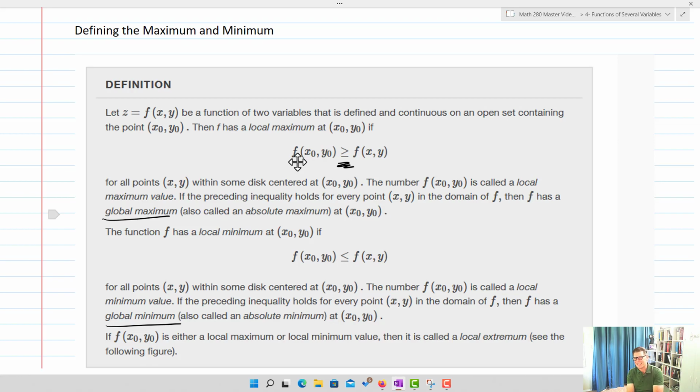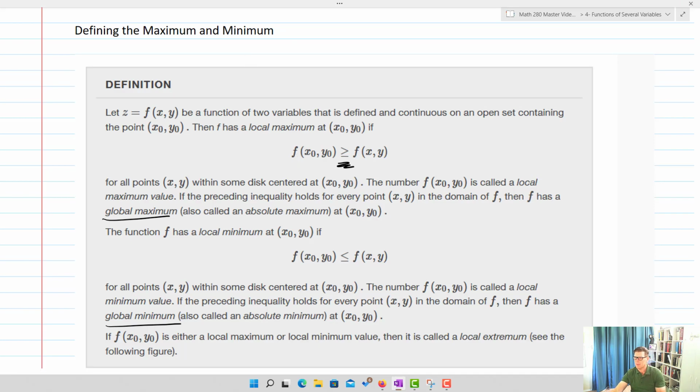So if that's the case, what you want to think to yourself is that we could have multiple points that are in fact global maximums, right? Or global minimums. And we could have literally an infinite number of local minimums and local maximums, or local extrema.